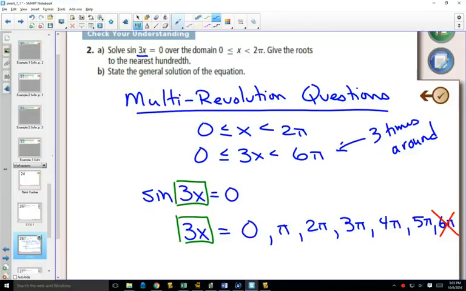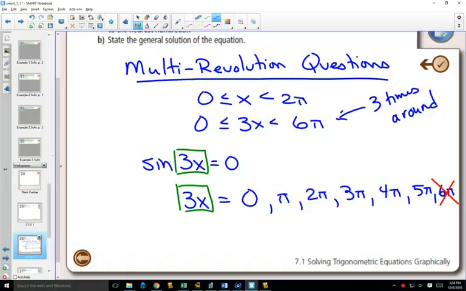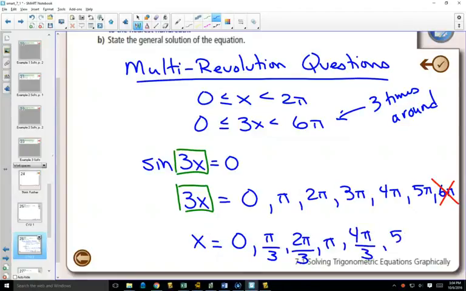So that means that 3x is equal to 0, pi, 2 pi, 3 pi, 4 pi, and 5 pi. And if we want to find out what x is equal to, what would we have to do to each of those answers? Divide all of them by 3: 0, pi over 3, 2 pi over 3, 3 pi over 3 is just pi, 4 pi over 3, and 5 pi over 3. And notice once you've divided them all by 3, are all 6 of those answers between 0 and 2 pi?